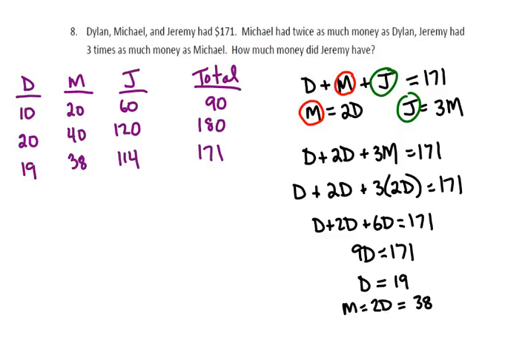Now I should say that when we did the table, we didn't specifically answer the question. The question was how much money did Jeremy have, and we should have circled the amount for Jeremy in the correct row. And so Jeremy had $114.